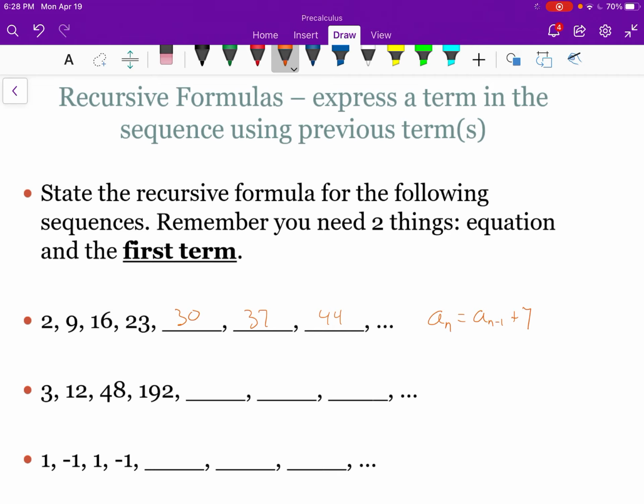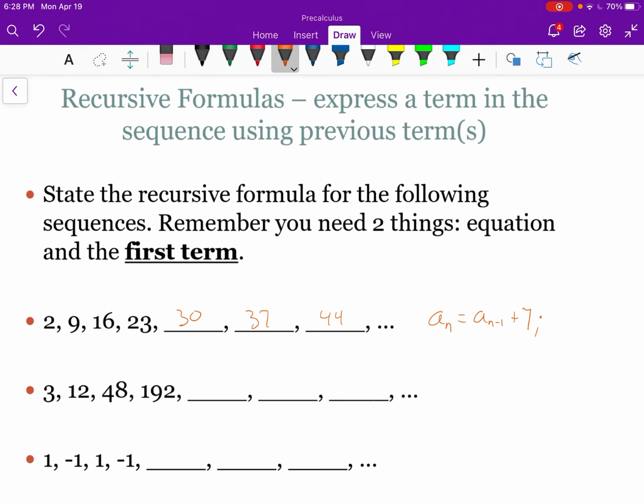But the problem with just having a formula is we don't have a starting point. So we need to define one of the terms, and we usually define the first term. So the first term is 2. That gives us our starting point, and once we have our starting point, we can add 7 to each term to get the successive terms. Let's call this next one D.